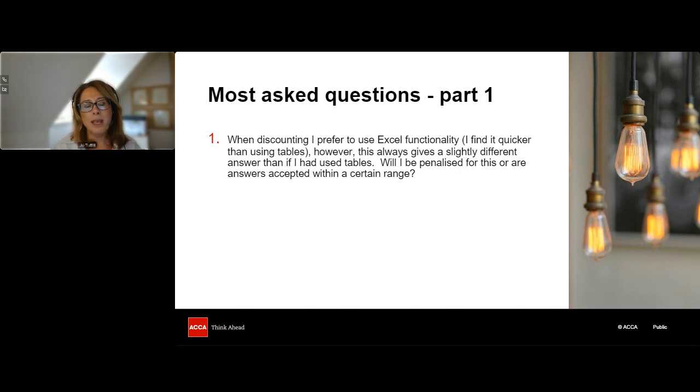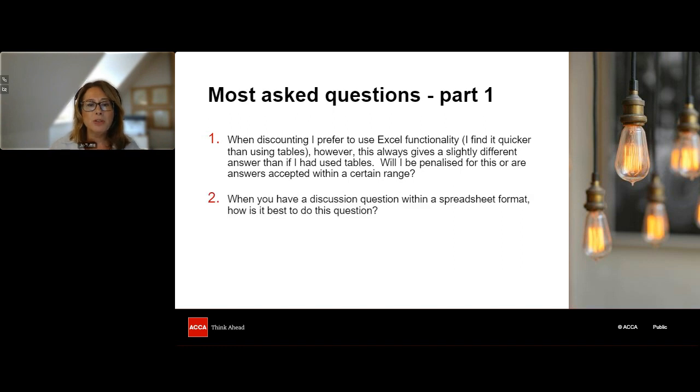But in section A and B MCQs, it's best to use the tables. You don't have an Excel to be able to calculate those discounts anyway, unless you go all the way to section C and do it. So you're using the tables and the answers will be based on the tables. So use them for section A and B.